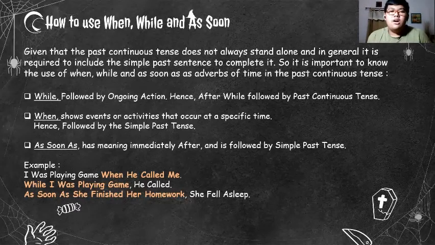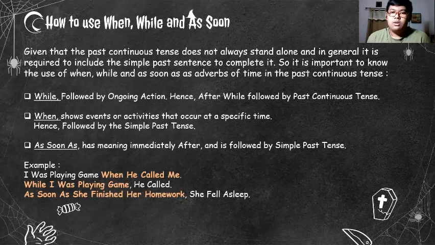For example, while is followed by an ongoing action, hence, while is followed by continuous tense. When shows events or activities that occur at a specific time, hence, it is followed by the simple past tense. As soon as has the meaning immediately or after, and is followed by simple past tense. For example, I was playing a game when he called me. While I was playing a game, he called. As soon as she finished her homework, she fell asleep.